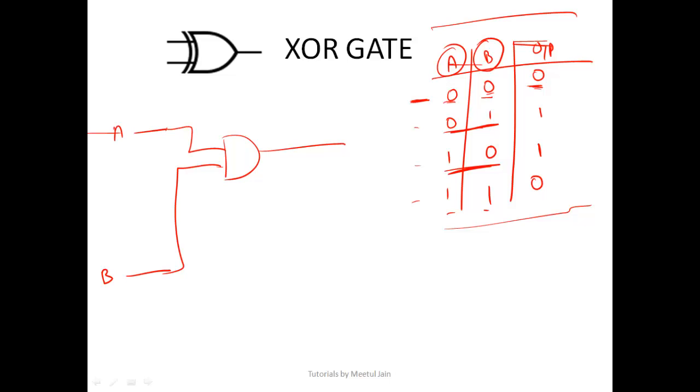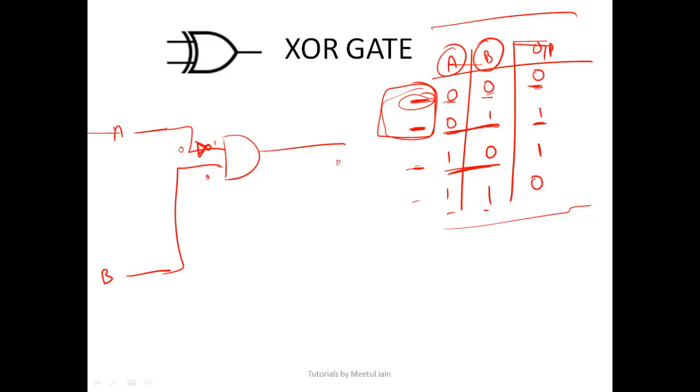The second condition is if A is 0 and B is 1, then the output must be 1. Okay, so we can use a NOT gate here. So in that case, if A is 0 at this point, A would be 1 at this point, and when B is 1, the output would be 1. So this condition holds true for this particular diagram. Let's recheck if our first condition still holds good. If I pass 0 from here and I pass 0 from here, the output should be 0. 0, 1, 1 and 0 is always 0. Yes, so these two conditions have been fulfilled.